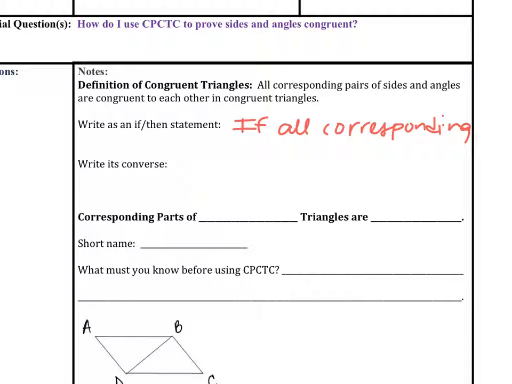Pairs of sides and angles. So I'm going to say all corresponding sides and angles, to save some space, are congruent. Then we know that the triangles are congruent.